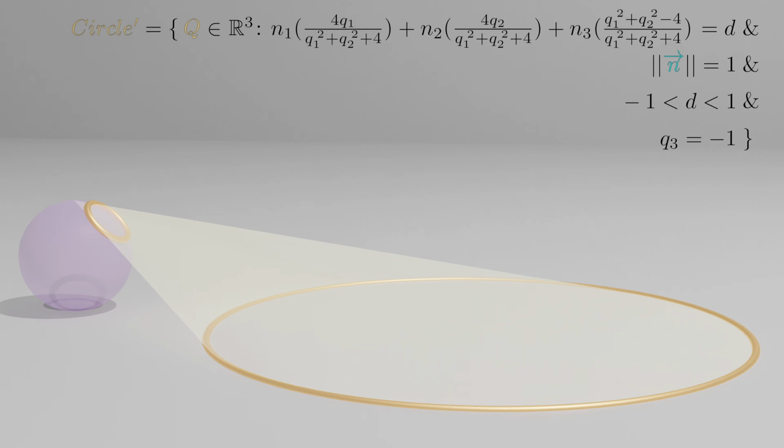Alright, let's now get on to simplifying circle prime. We can first multiply both sides of the equation by q1 squared plus q2 squared plus 4. Let's now distribute the terms. I'll then move all of the terms that contain a q to the left-hand side and every other term to the right-hand side. We can then factor out a couple of n3 minus d's on the left and an n3 plus d on the right. Next, we can divide everything by n3 minus d.